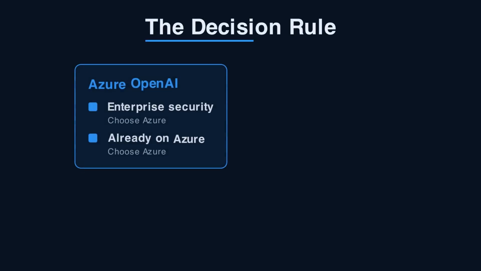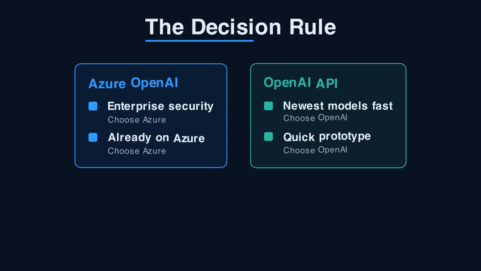So here's the rule of thumb. Reach for Azure OpenAI when you need enterprise identity, private networking, data residency, contractual data handling, or you're already invested in Azure. Exactly the constraints in our reference architecture. Reach for the OpenAI API when you want the newest models the day they ship, the simplest possible setup, or you're prototyping and don't yet have compliance constraints. Plenty of teams prototype on the OpenAI API and migrate to Azure for production. The SDKs are close enough that it's mostly a config change.